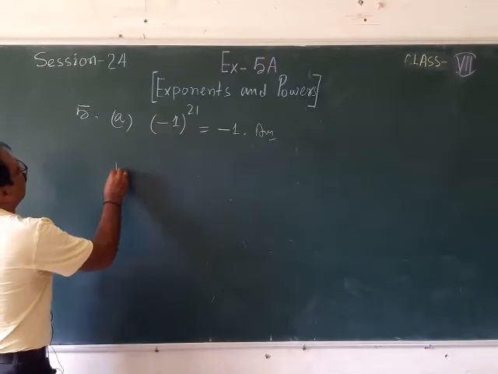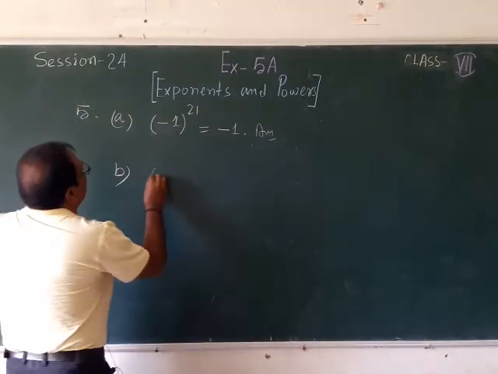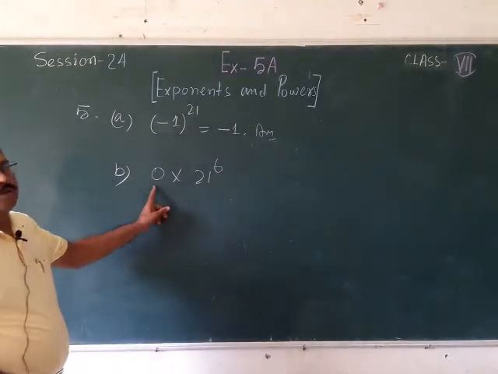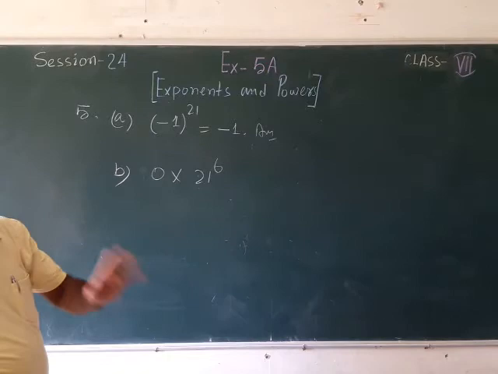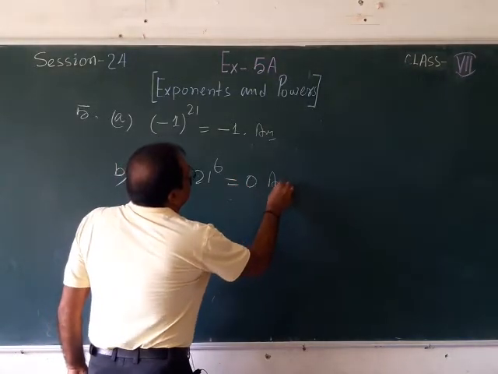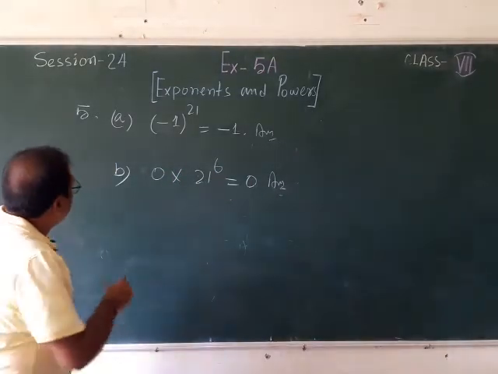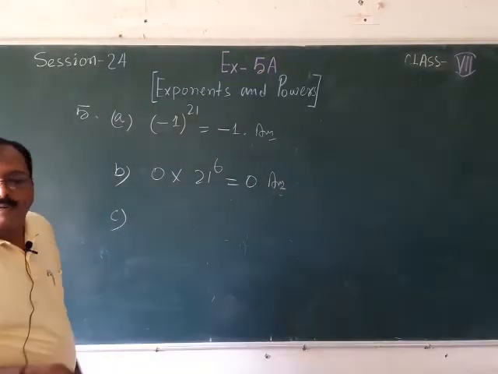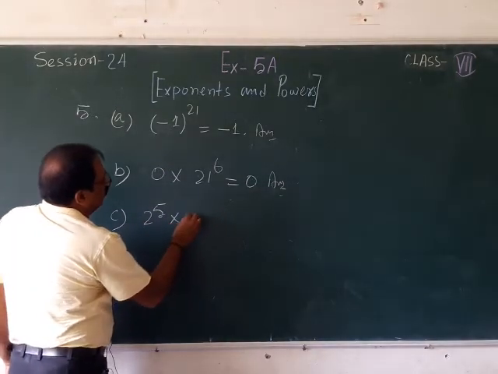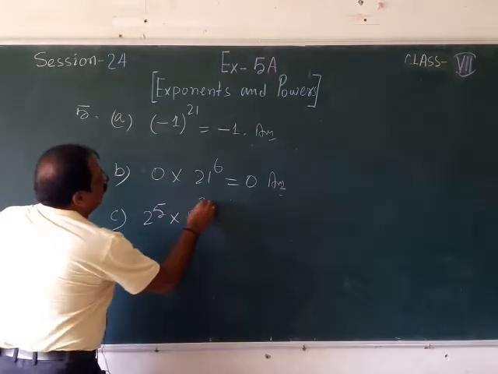Suppose in B number, if I am having a question 0 into 21 to the power 6. As you know, when 0 is multiplied by any number, its result is always 0. So these questions can be done in this way directly. Now suppose I am going to do C number, here 2 to the power 5 into 3 to the power 2. So what to do?